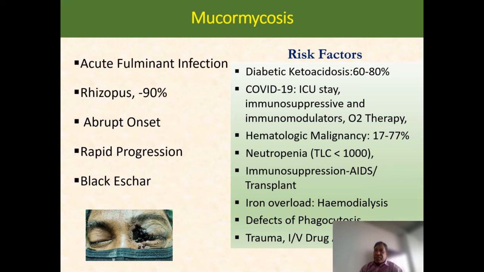Approximately 60 to 80% of cases occur in uncontrolled diabetic patients with ketoacidosis. In COVID patients, those who received steroids and were treated with immunomodulators like tocilizumab, received oxygen therapy for a long time, and stayed in the ICU with ventilation are all vulnerable to developing mucormycosis. Other risk factors include cancer patients treated with adjuvant therapy, organ transplant and hematologic malignancy, intravenous drug addiction, and history of recent trauma.